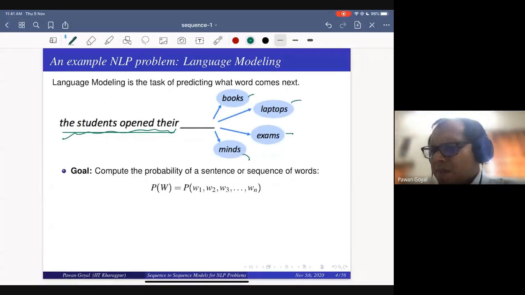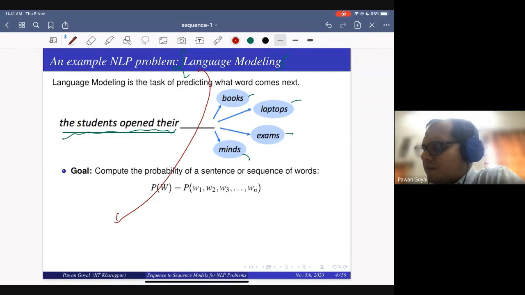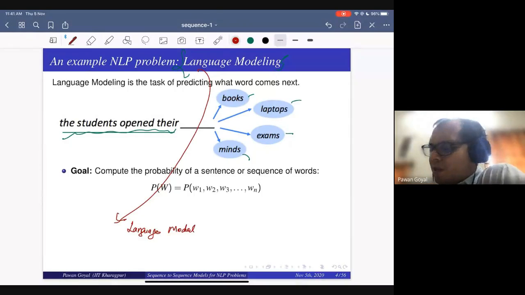Applications are many you can think of, like all this predictive typing. You start typing something and it will try to complete, right? Language modeling is one of the very basic ideas in NLP research. So can you get a language model? And why did RNN become very popular? Because RNN was a very good language model. RNN can be a very good language model.